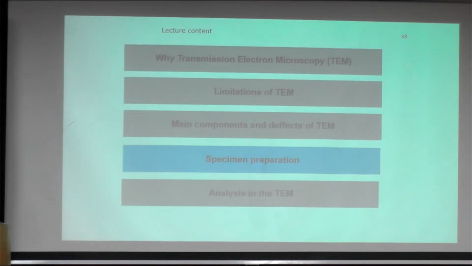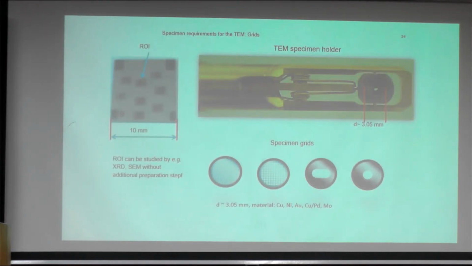Now, a few words about specimen preparation. So, some requirements for TEM. First, because of the design, we saw that there is not much space inside of the microscope. We also need a very small specimen. This is the specimen holder, and the specimen itself is adjusted here to 3 millimeters. This is a 3 millimeter diameter.